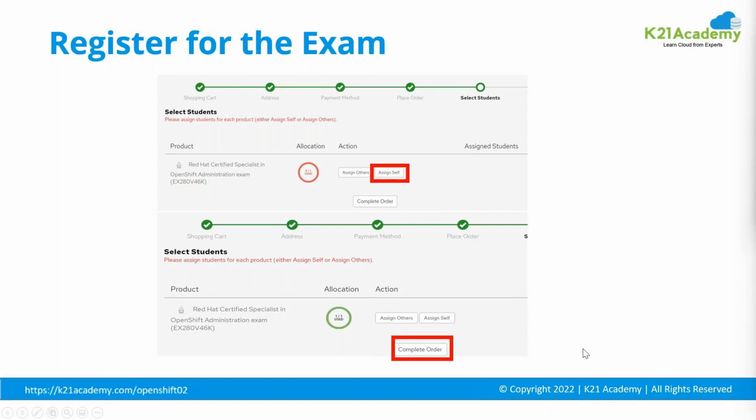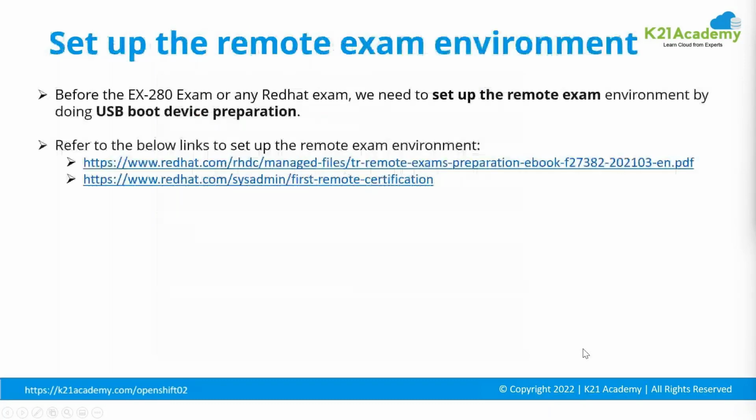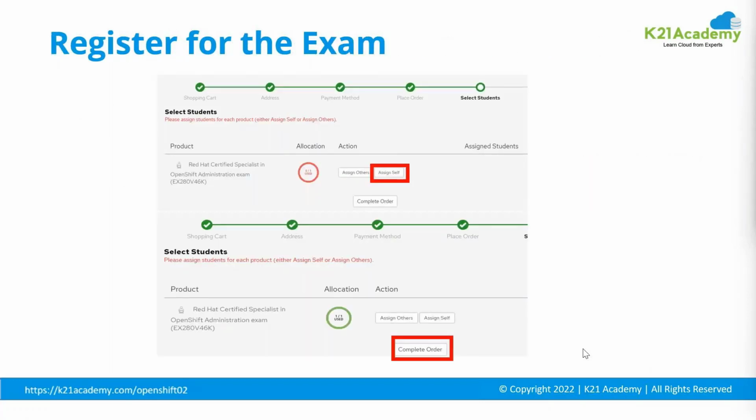Then you give your credit card details and all those stuff, and to your email address you will receive the PO and the confirmation in your emails, and from there you can book your exam slot as well. In the email they will give you a link. If you click on that link, you can schedule the exam.